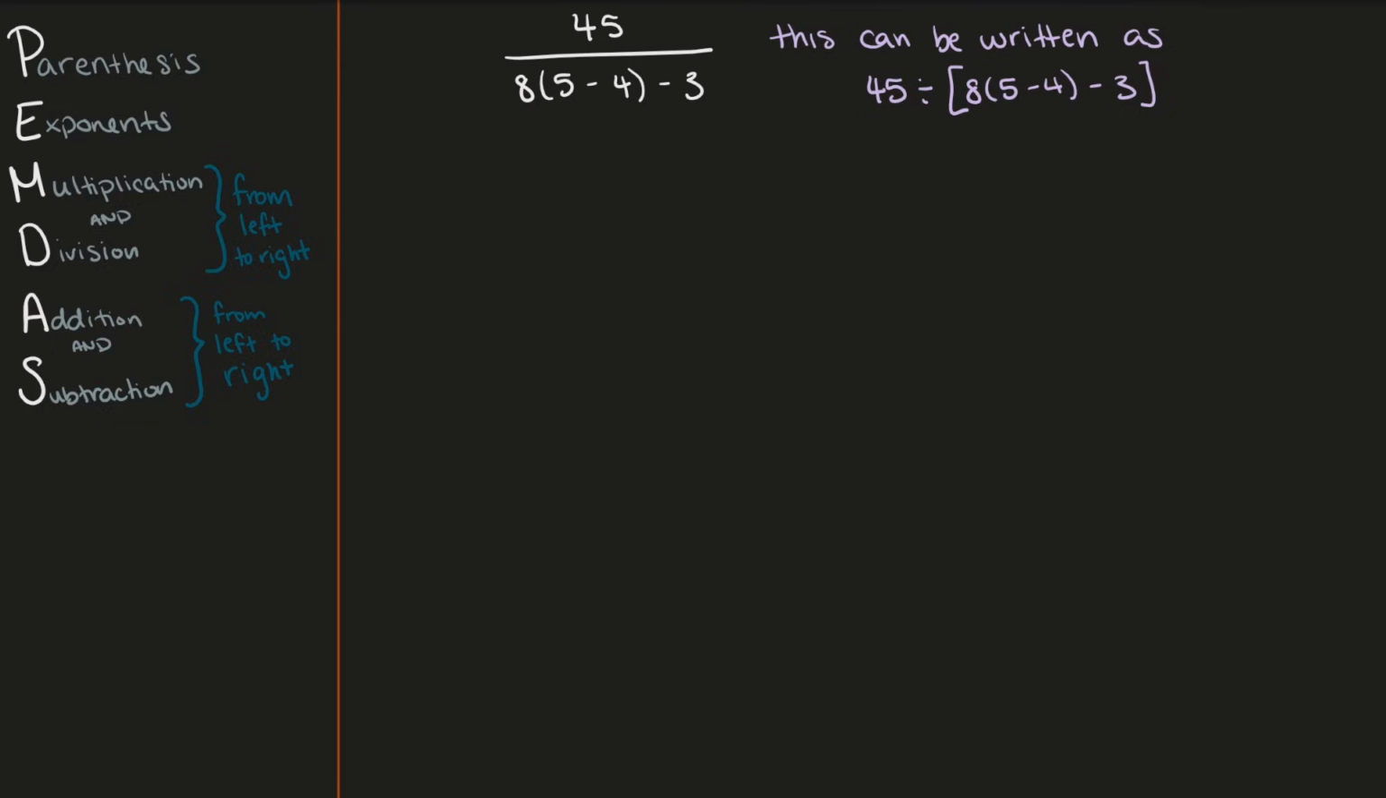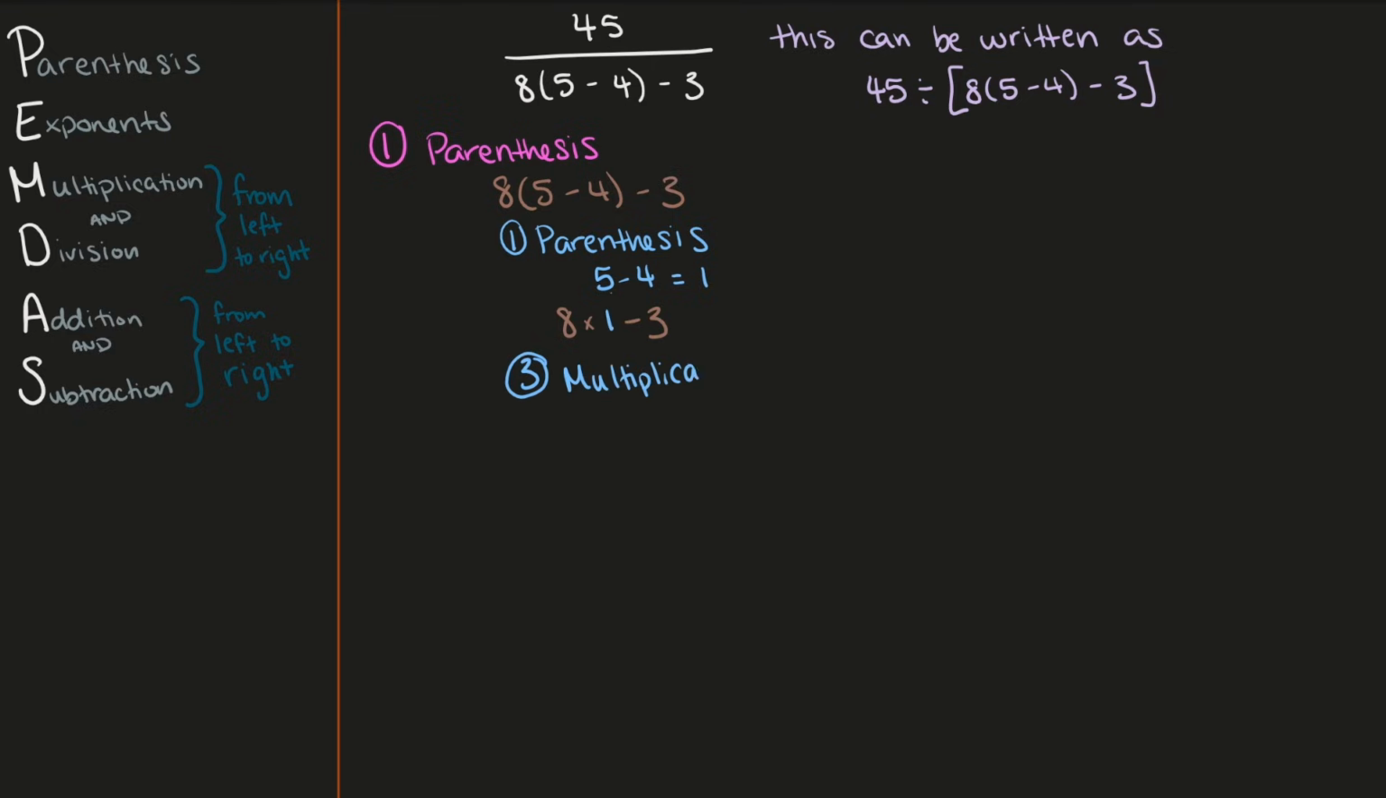And we still have to perform order of operations here in order to solve this and get the correct value for this expression. So we'll start with our parentheses or groupings, which is that entire denominator, the way that we rewrote it. So we have 8 times 5 minus 4 minus 3. We have another set of parentheses within this, so we have to do that first. 5 minus 4, that is our subtraction, so that is equal to 1. So now this means we have 8 times 1 minus 3.